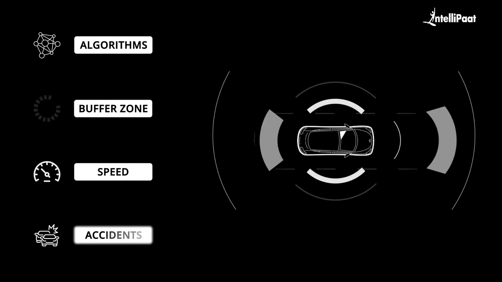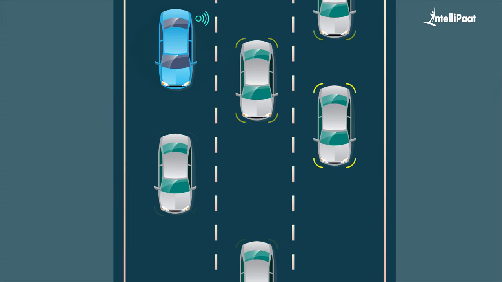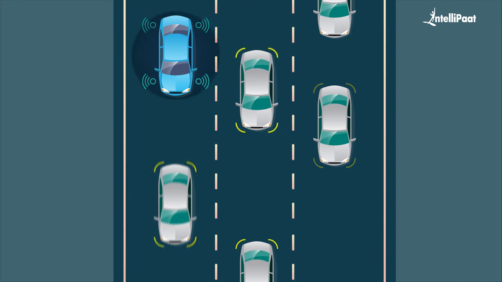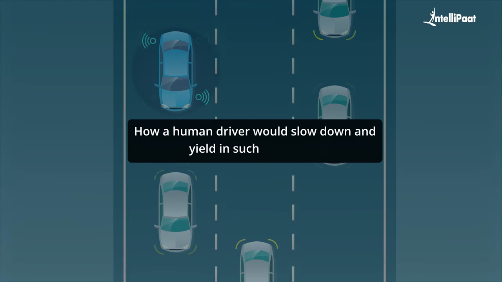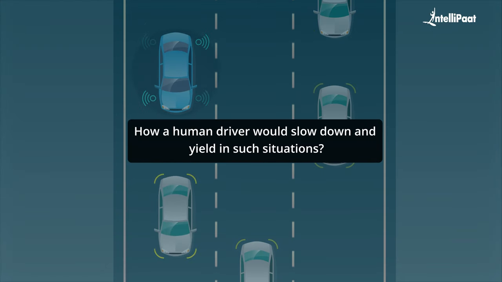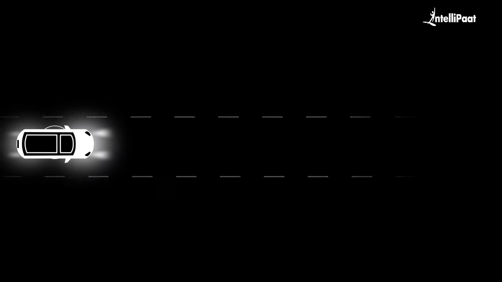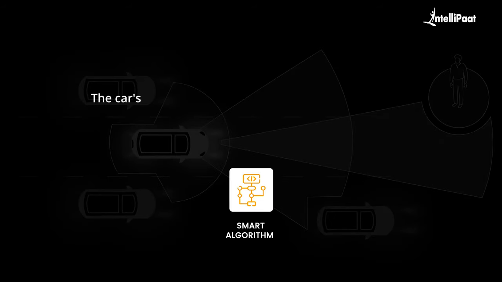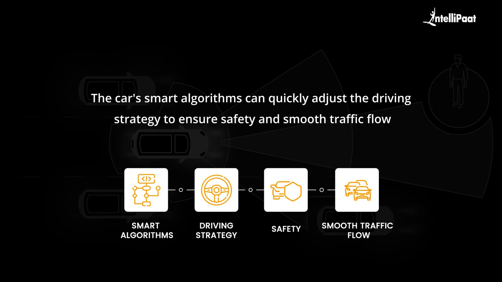In a more complex situation where the lane becomes crowded or the approaching vehicles are too close, the algorithms might decide to slow down or even stop the car temporarily to allow safe passage for other vehicles. This is similar to how a human driver would slow down and yield in such situations. The algorithms also continuously adapt to changing conditions. If there are sudden changes in the position or movements of other vehicles, the car's smart algorithms can quickly adjust the driving strategy to ensure safety and smooth traffic flow.